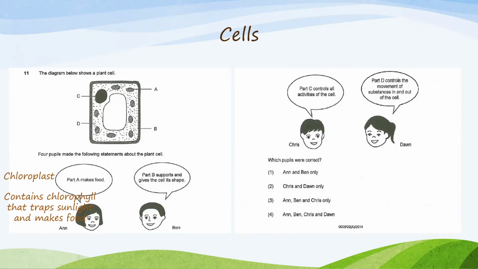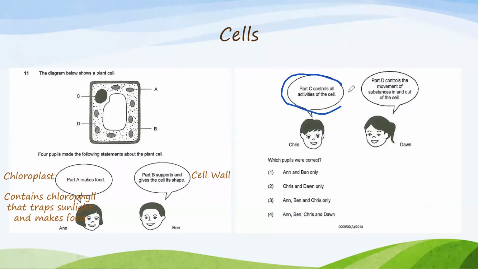Now let's take a look at Ben. Ben says that part B supports and gives the cell its shape. What is part B? Part B is showing here. There's a cell wall. So is Ben correct? Yes. Part B supports and gives the cell its shape.